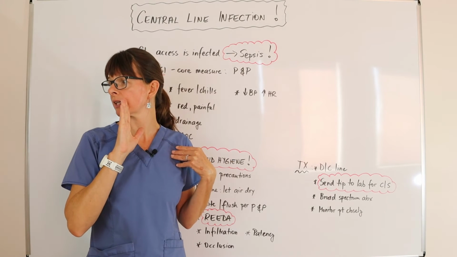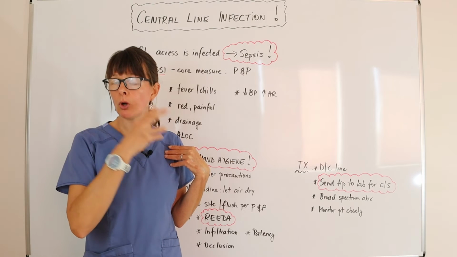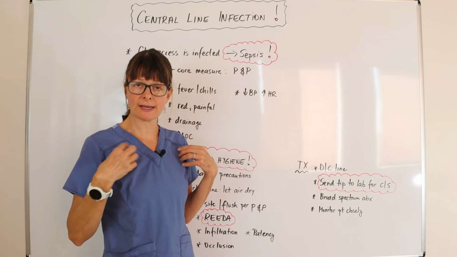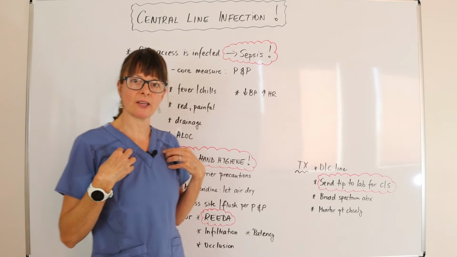Many times we also tell the patient to turn their head away if they're able, or put a mask on them as well, so that they're not breathing on that side that's many times located in their upper chest and their subclavian vein.